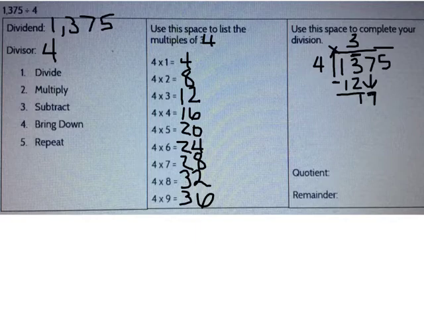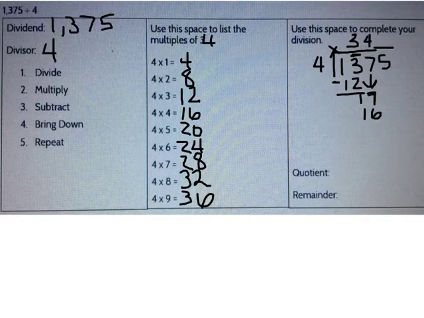What should I do now? Now I need to divide in the tens place. What's 17 tenths divided by 4? It's 4. What should I do next? I need to multiply 4 times 4 to see how many tens I used. What's 4 times 4? It's 16.